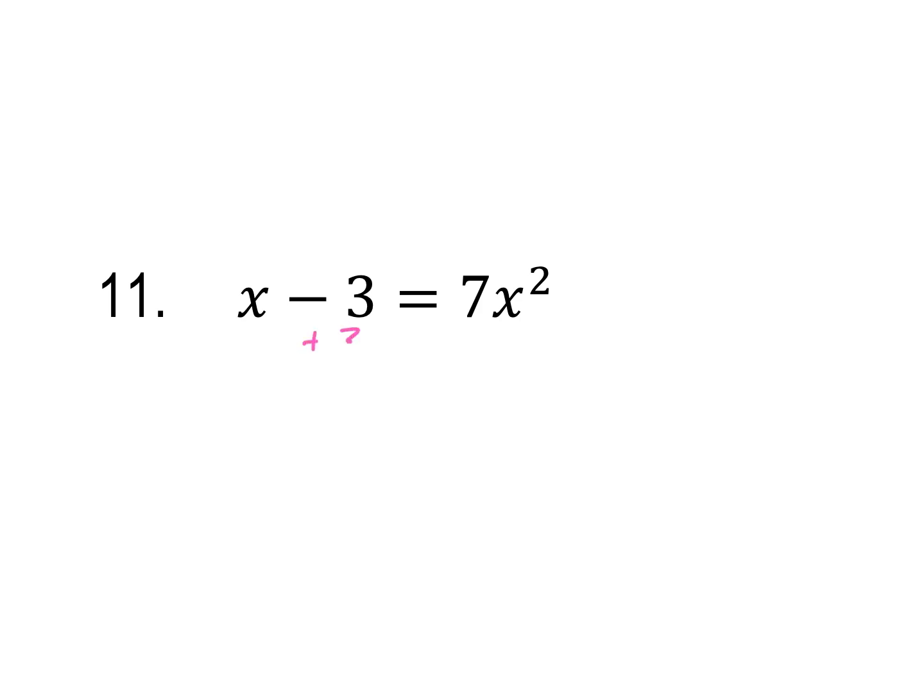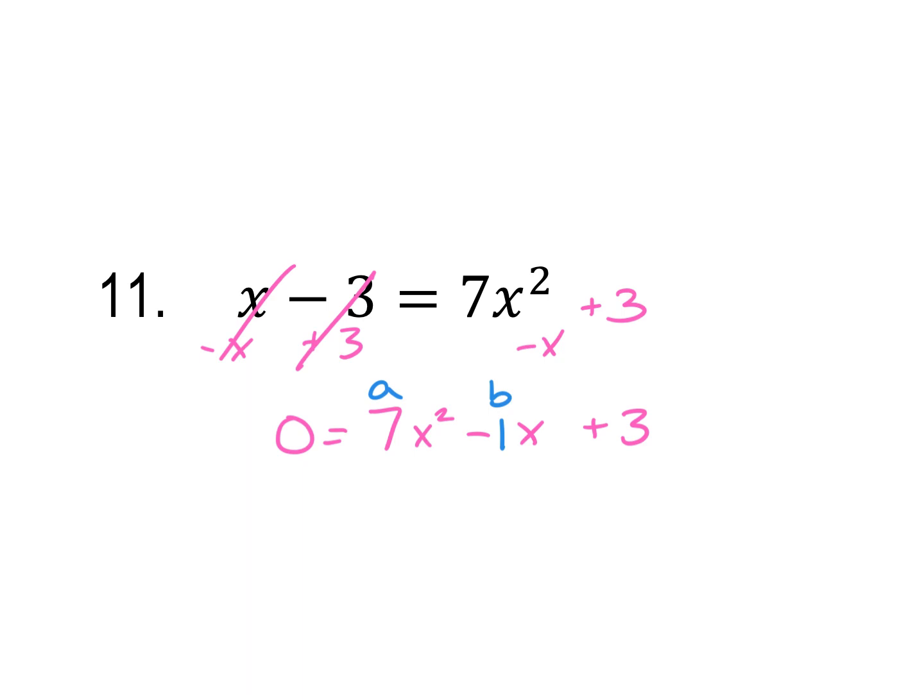I'm going to add 3, and what else? Subtract x. When we write this, make sure you keep it in standard form. So we have 7x squared minus x plus 3. What's our a? B? And c? Perfect. It doesn't factor, so we have to use the quadratic formula.